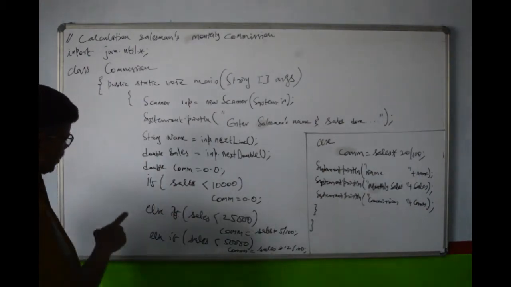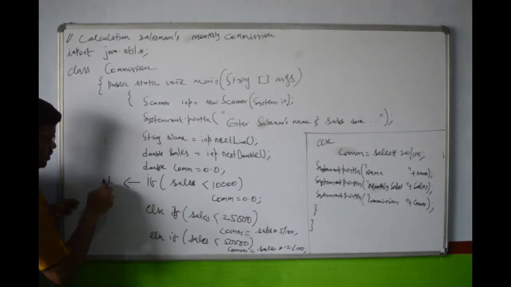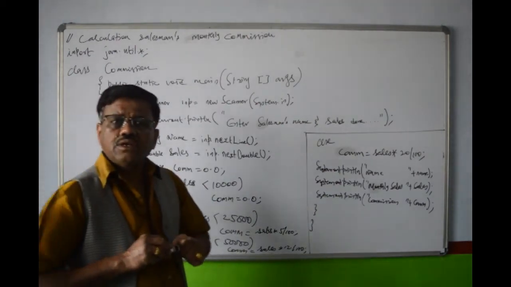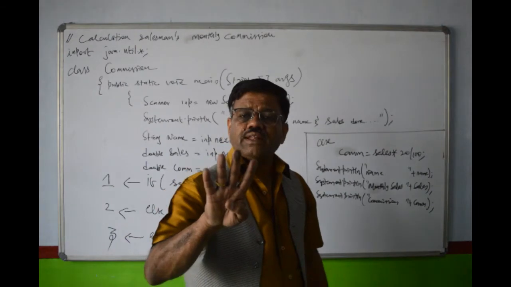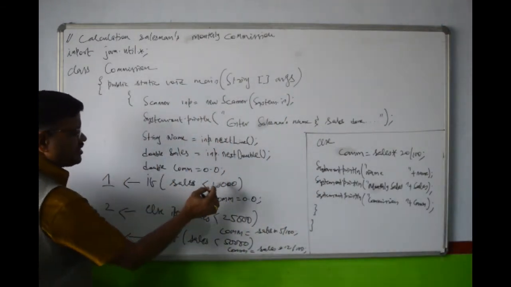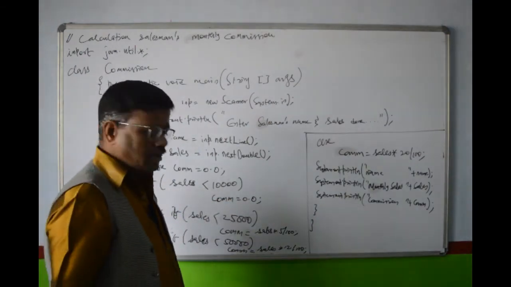How many if statements are there? This is the first if statement. This is the second if statement. This is the third if statement. I repeat again, boys and girls, there are 4 conditions, so 4 minus 1 is 3 if statements every time. If sales is less than 10,000, it's 0. No commission, nil.